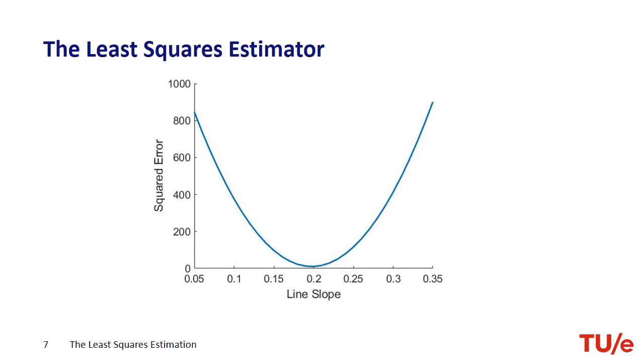What can I do to find the average consumption value which gives the least possible error? We find the answer through the least squares estimator. To demonstrate what's going on here, I plotted the squared error for a range of average consumption values, which correspond to the slope of the line that we are trying to fit on our data.